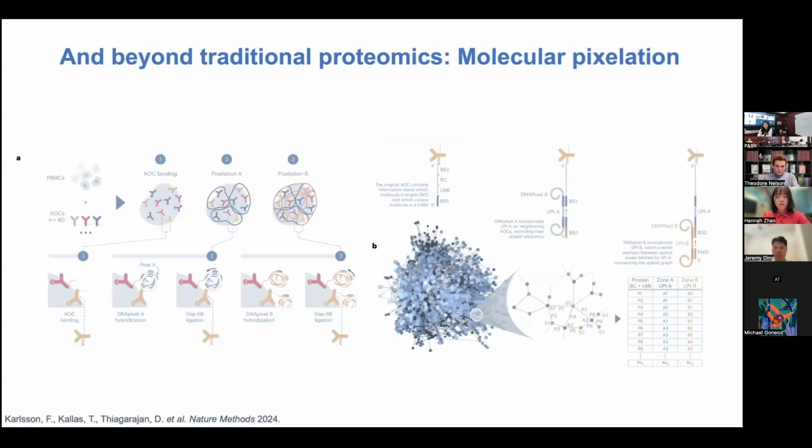And lastly, on the proteomics side, this is a very interesting technology that is not really a traditional proteomics measurement that I mentioned, but we're now going all the way down to not just where the antigen exists in the cell, but also to the subcellular level, where you're trying to ask how they're pixelated, which they call molecular pixelation, to show how the proteins are colocalized in space.